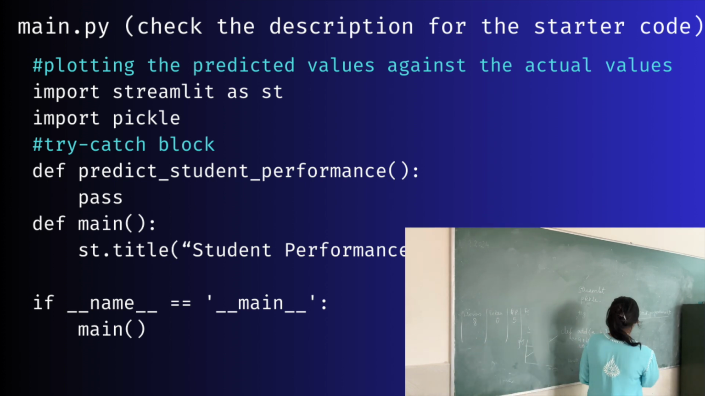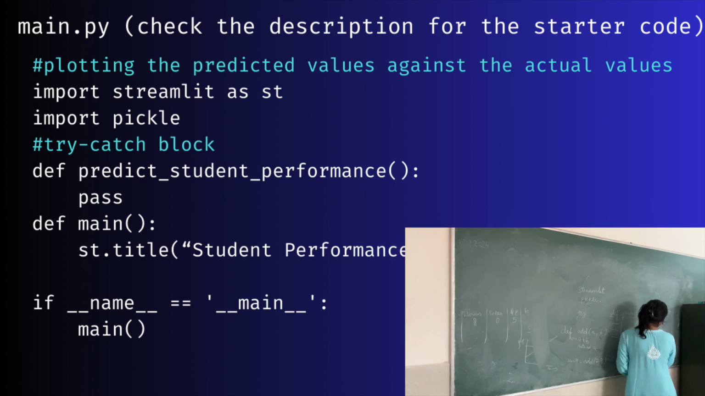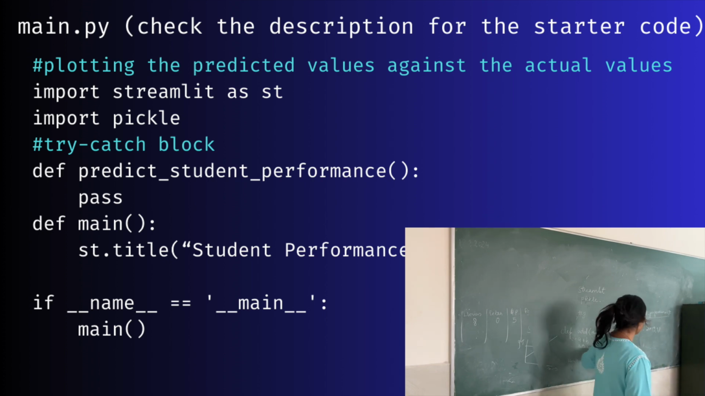Then again, I can use this function. I can do result 2 equals add 3 comma 3. So A will take the value of 3 and B will take the value of 3, and our result 2 will be 6.